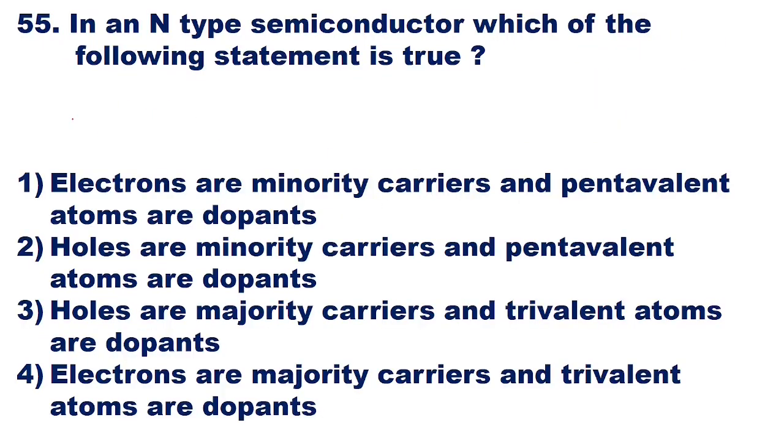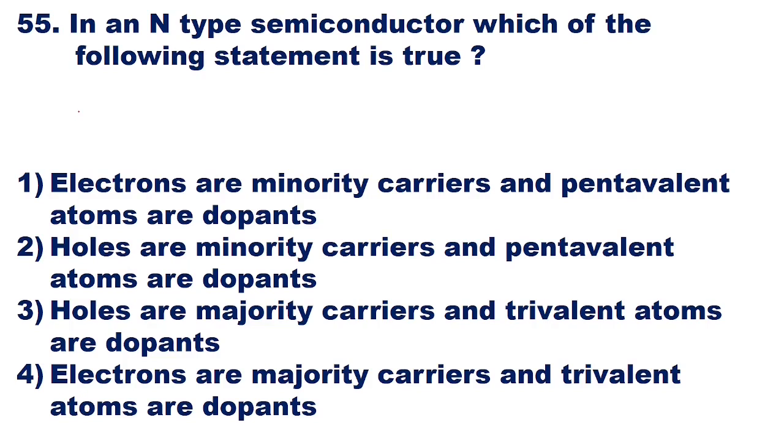So here in this question: in an n-type semiconductor, which of the following statements is true? The options are: option number 1, electrons are minority carriers and pentavalent atoms are dopants. Option number 2, holes are minority carriers and pentavalent atoms are dopants. Option 3, holes are majority carriers and trivalent atoms are dopants. And option 4, electrons are majority carriers and trivalent atoms are dopants.